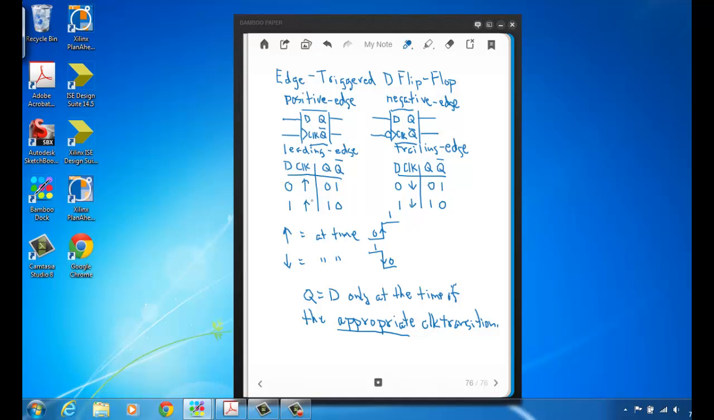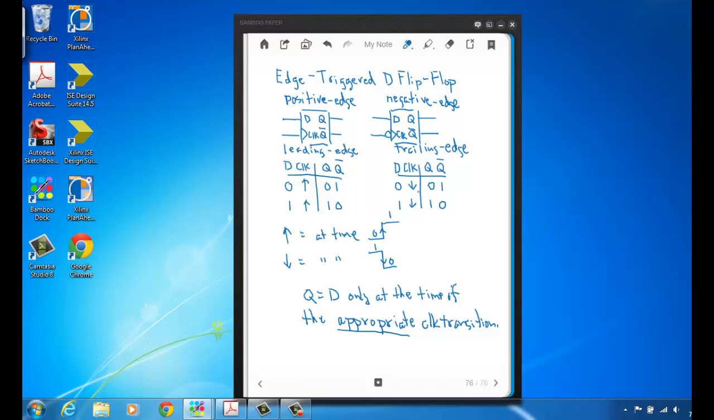So you see here for the positive edge, for all other time other than the 0 to 1 transition of the clock, this flip-flop is storing data, because Q is going to remain what it previously was. It only has the possibility of changing to what the D input is on this 0 to 1 transition. And everything that I said for the positive edge is true for the negative edge, except Q output can only possibly change on the 1 to 0 transition.